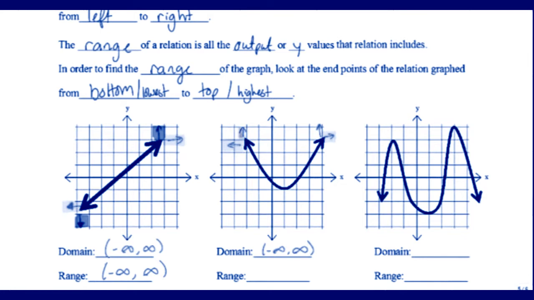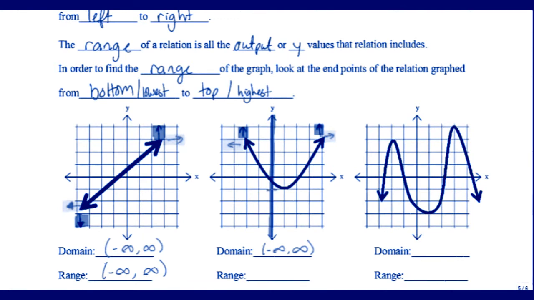When I am looking for my range, both these arrows tell me that I am going up forever, although I don't go down forever. So I need to really look for my lowest point, comma, my highest point. Well, where on my y-axis do my values start? It looks like my y values start right here at -1. And how high do they go? They go up forever. I am allowed to include -1, so I use a bracket. I am not allowed to include infinity, so I use a parenthesis, and that is my range.